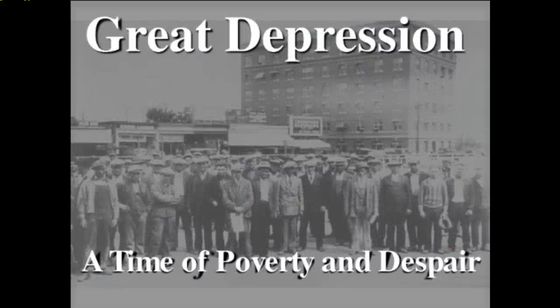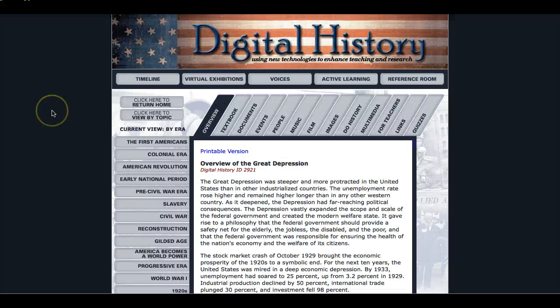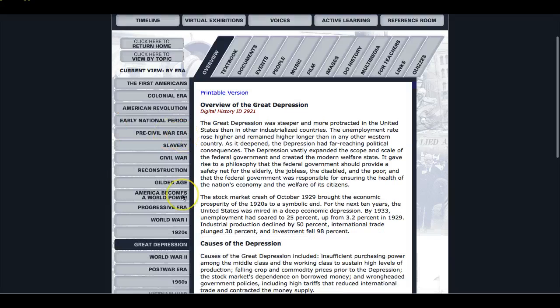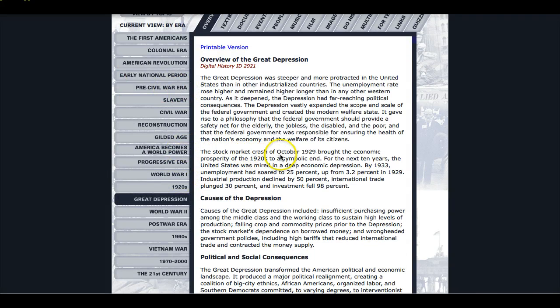The Great Depression, which began in the 1920s, is an excellent period to analyze class inequality in American history. The website digitalhistory.uh.edu gives an overview of the Great Depression. The stock market crash of October 1929 brought the economic prosperity of the 1920s to a symbolic end. For the next 10 years, the United States was mired in a deep economic depression.